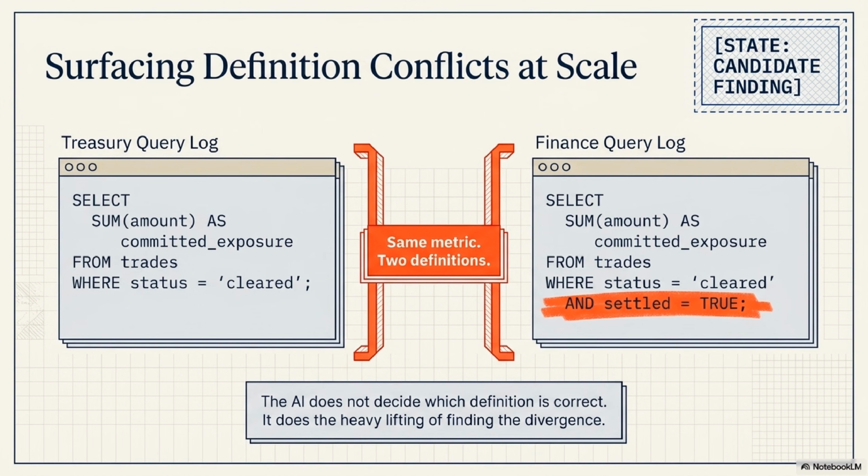Notice what the AI did and did not do. It did not decide which definition is correct. It detected the conflict and produced a candidate finding for someone accountable to resolve. That distinction is the whole episode.